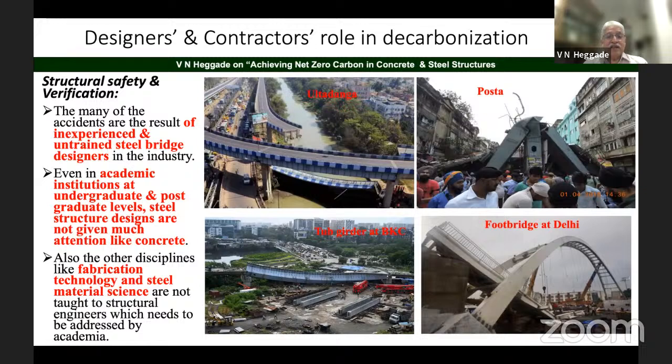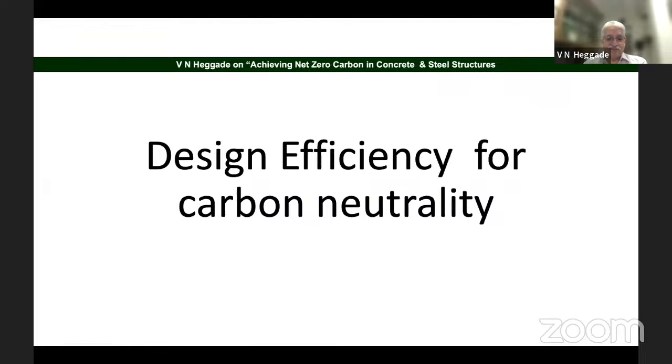And the role of designers and contractors in decarbonization is very, very important. So many accidents have taken place, and we'll have to make sure these accidents are reduced. Imagine an accident taking place: that facility has to be replaced. This is a spike in carbon dioxide emission to the environment, and also a time overrun as well as a cost overrun, in addition to the casualties and injuries to people. So safety has to be given utmost importance.